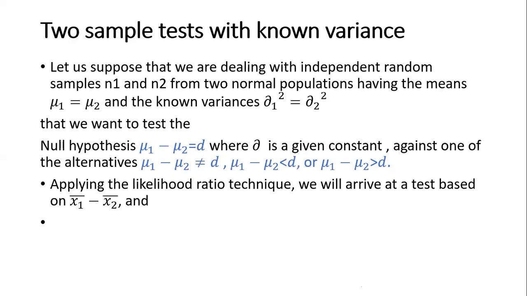So the null hypothesis is that the difference between the performance of males minus the performance of females is equal to D, where D is a constant, or how different they are. Can it be negative or positive? Against an alternative that the difference can be either positive or negative, or you are very sure that one of them is higher than the other.